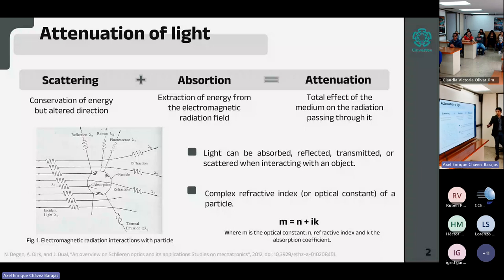An important parameter here is the complex refractive index, also named the optical constant of a particle, that involves the refractive index as n. And k is the absorption coefficient, and with this, the optical constant defines the attenuation of light.